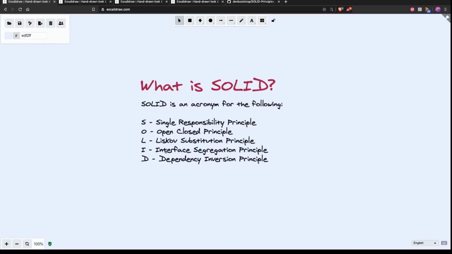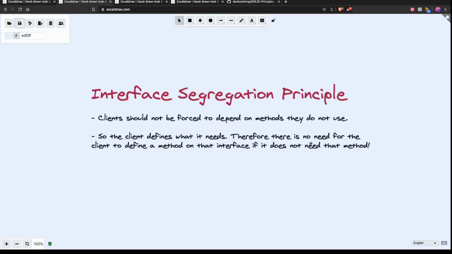And today we're covering the Interface Segregation Principle. So what is that all about? Well, it's really about the interface and who owns the interface, right? Who owns and who defines the interface. And it's an important thing to understand because we realize that the interface should not be dictated or defined by the concrete class that uses it.